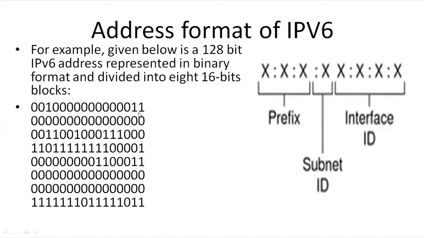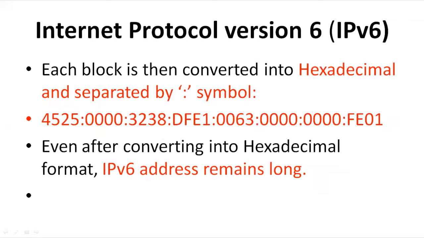Each and every group is represented as this 16-bit block, and then each block is converted into a hexadecimal number separated by the colon. For example, 4525 is one group, 0000 is one group, 3238 is one group. Like that, you are representing the IP version 6 number like this.